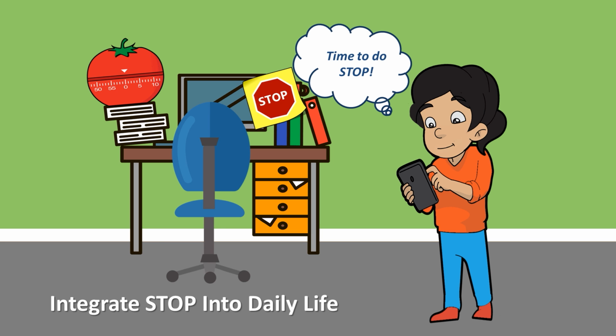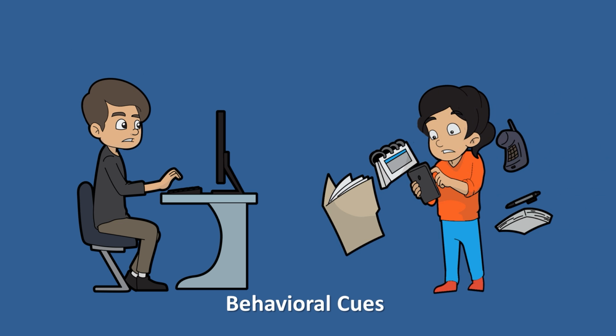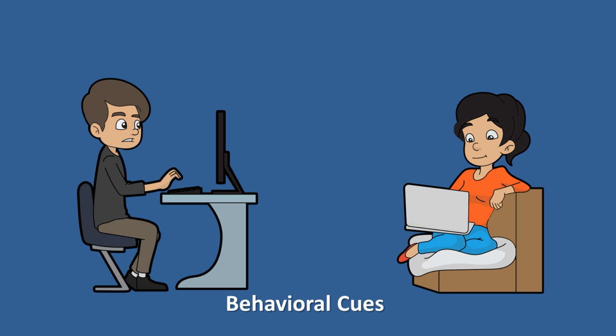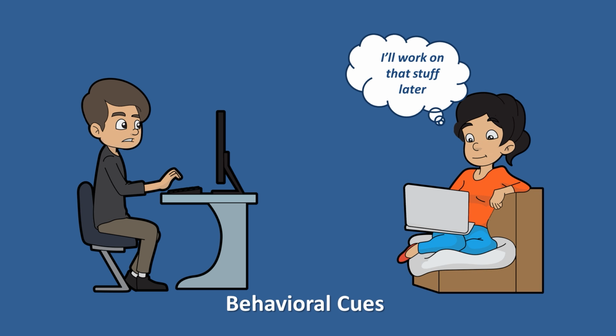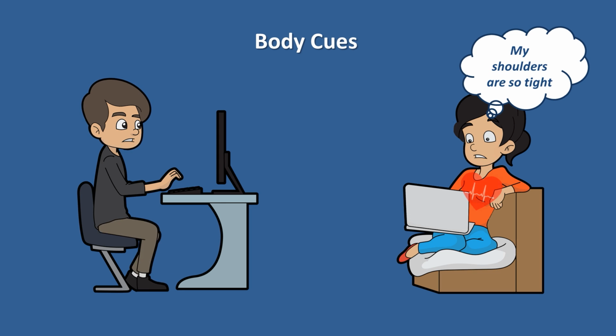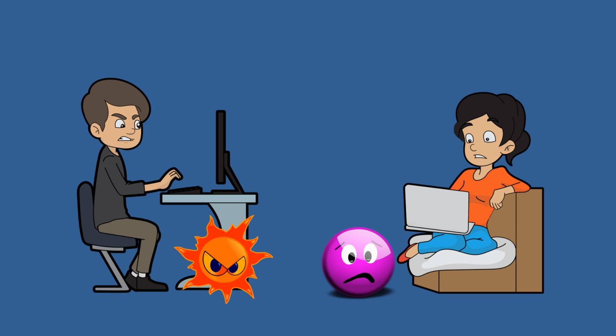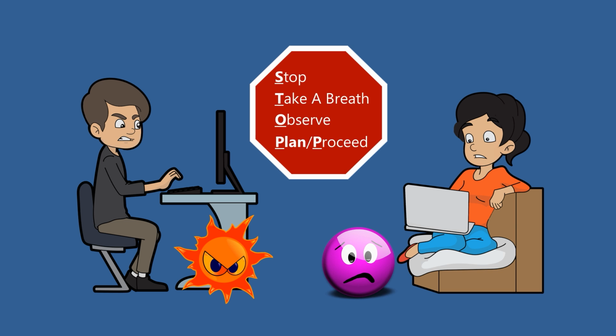And we can use internal cues, paying attention to behavioral changes like difficulty focusing, frequent task switching, or procrastination as signals to initiate STOP. And body cues like fidgeting or restlessness, increased heart rate, or tightness in our jaws or shoulders, as well as emotional shifts like surges of anger, excitement, or anxiety, all of which can be signs of an urge to act impulsively and a good time to use STOP.